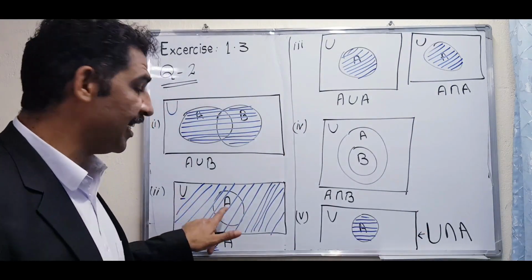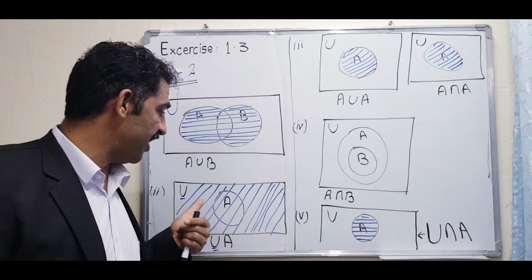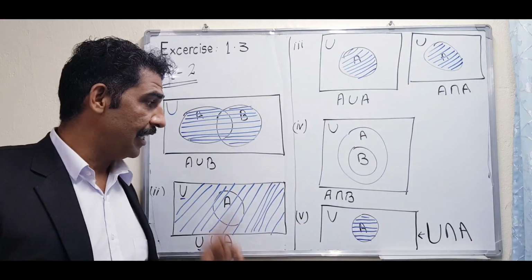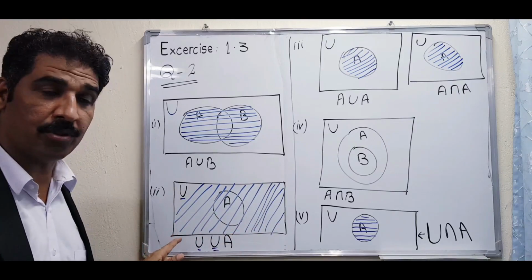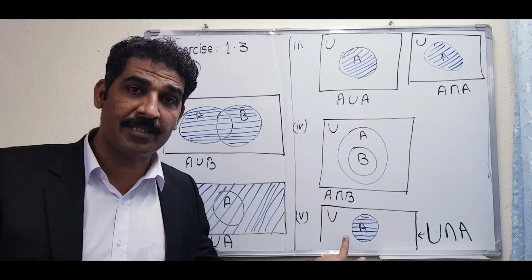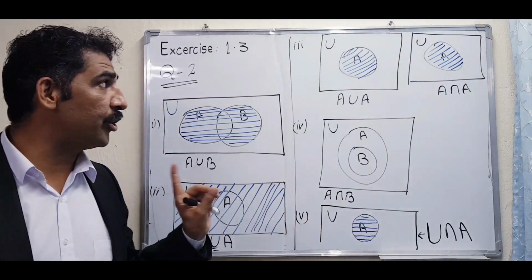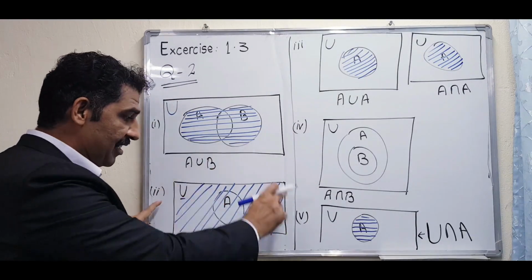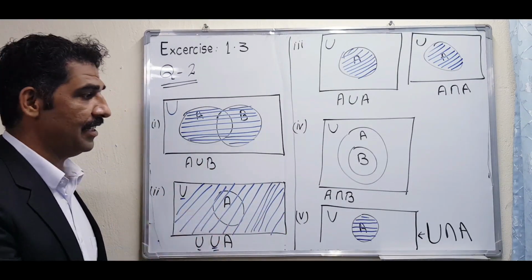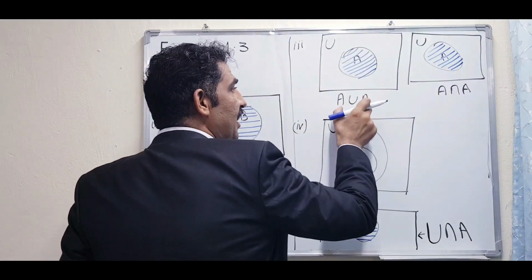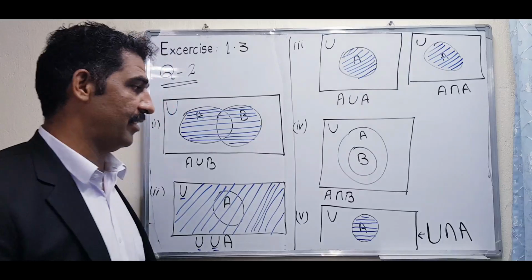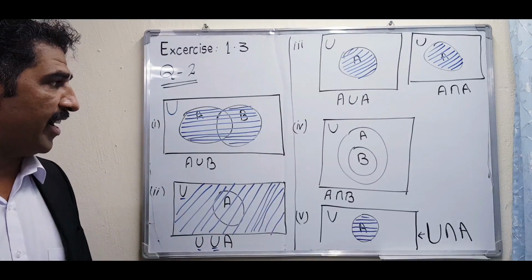Because there are two sets here, the universal set and set A, so you will not be confused that, sir, here is also A but we shaded this portion, and here is also A and we shaded only this portion. These are two sets: one is the universal set, the second is the A set. But here we are using only set A. So intersection and union both have the same answer.